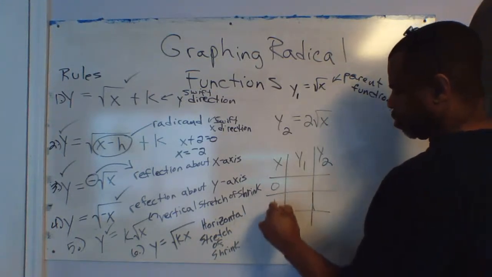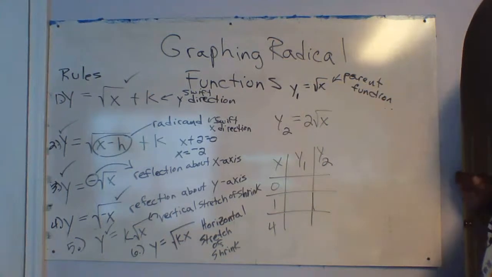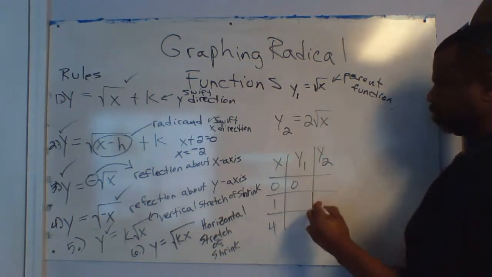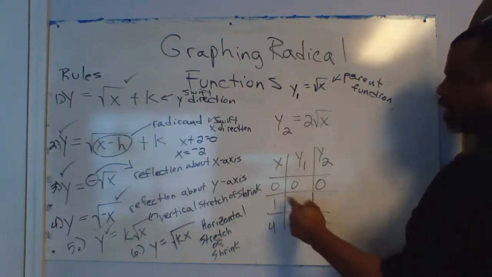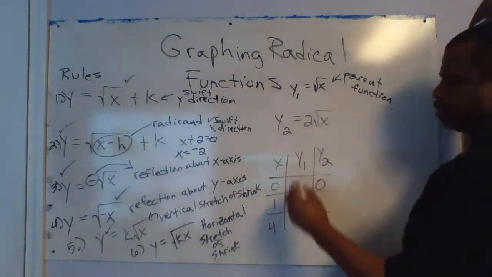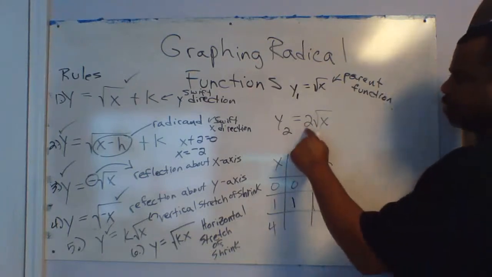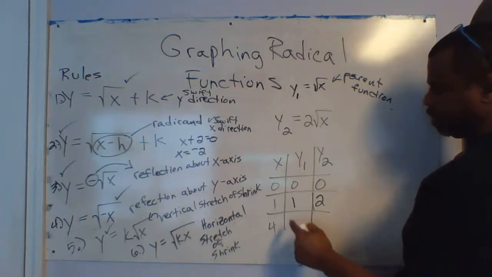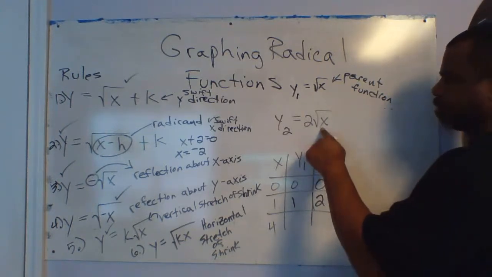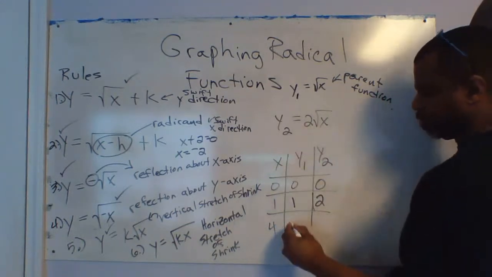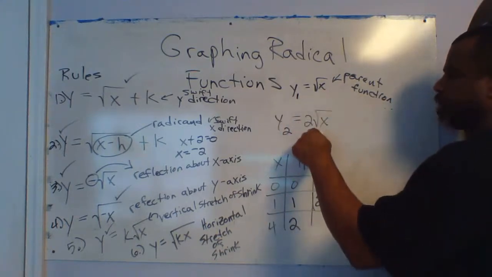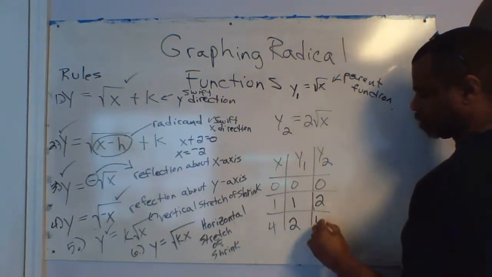So this should be 0, 1, 4, because I'm picking my perfect squares. For my parent function, at 0 this is 0. Now, when I plug in 1, the square root of 1 is 1. Then we have to multiply that by 2, so that's 2. It's going to double each time. If I put 4 under the radical, the square root of 4 is 2, and 2 times 2 is 4. For the parent function it's just 2, the square root of 4. Now I have to multiply by 2, so that's going to be 4.